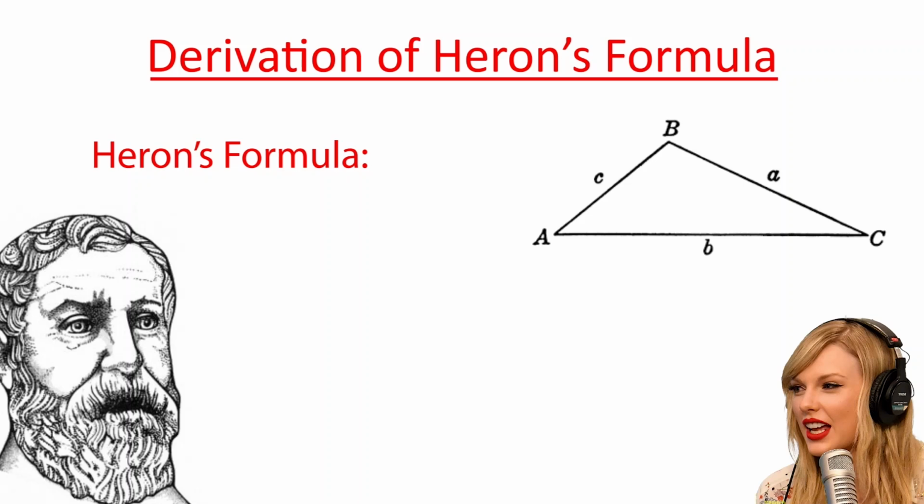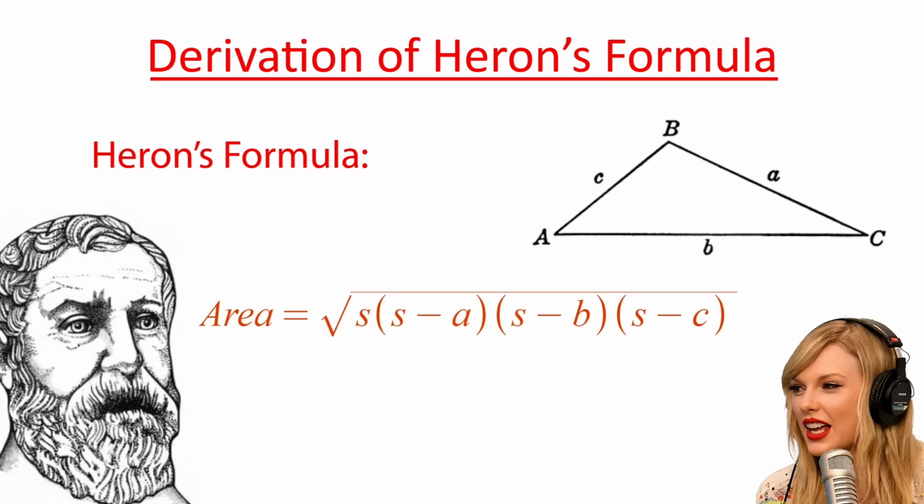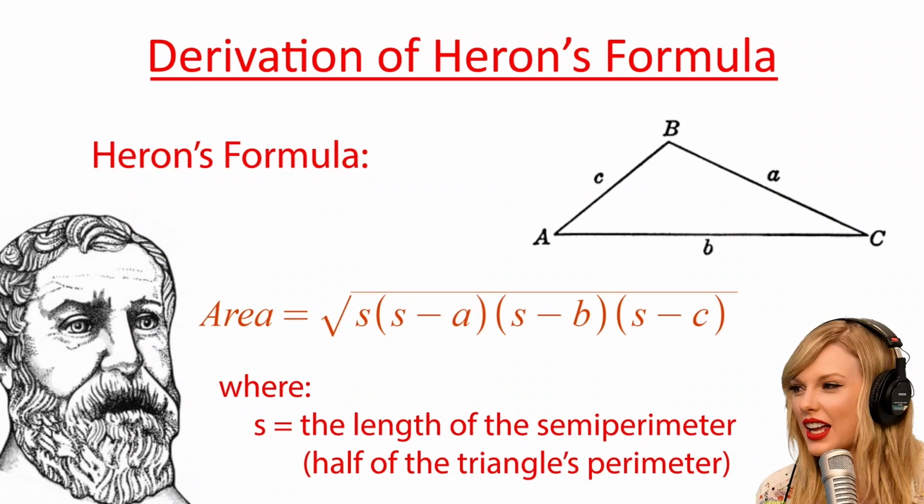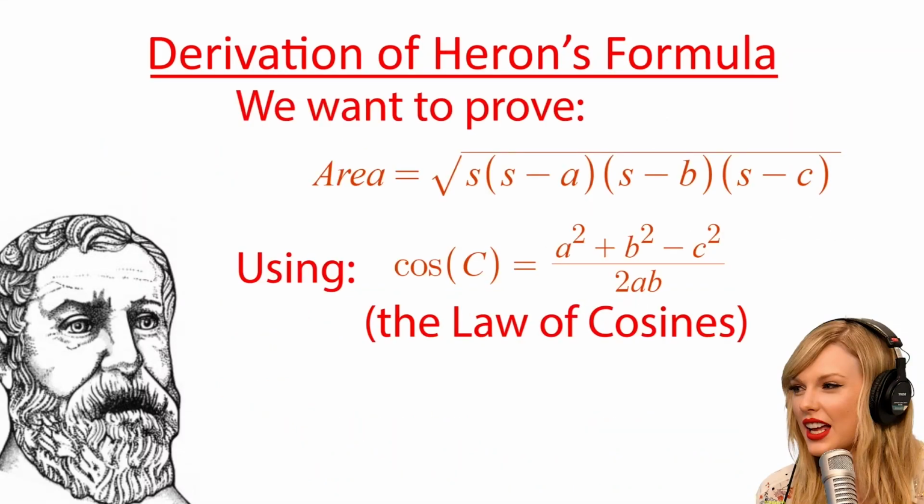The formula is expressed as: the area of a triangle is equal to the square root of s times (s minus a) times (s minus b) times (s minus c), where s is the semi-perimeter of the triangle and a, b, and c are the lengths of its sides. Heron's formula is derived from Heron's proof, which involves using trigonometry and algebra.